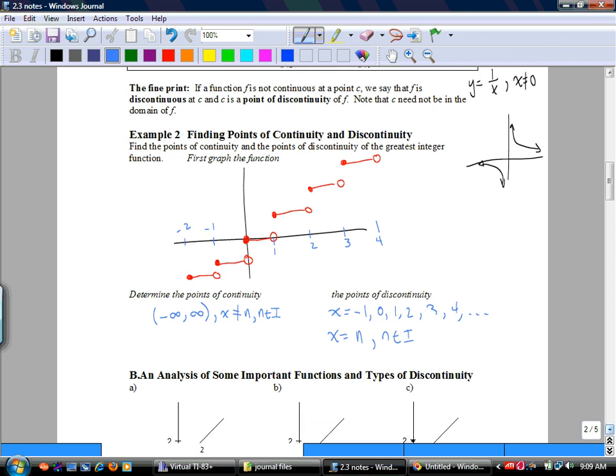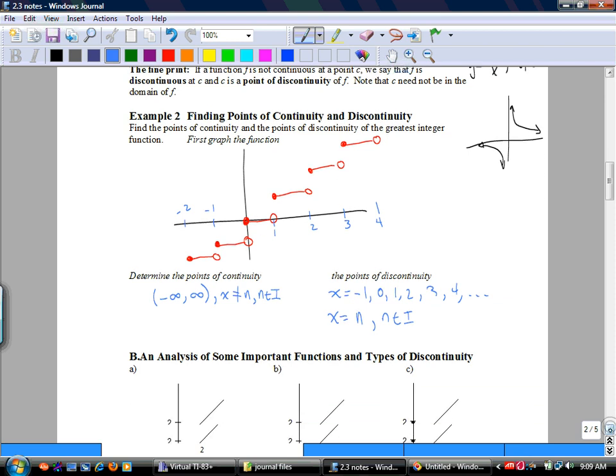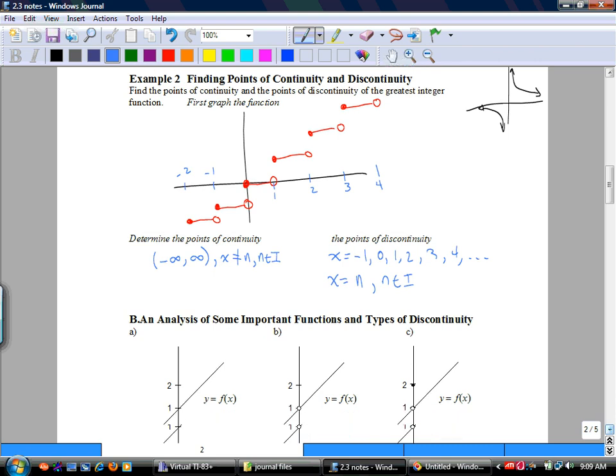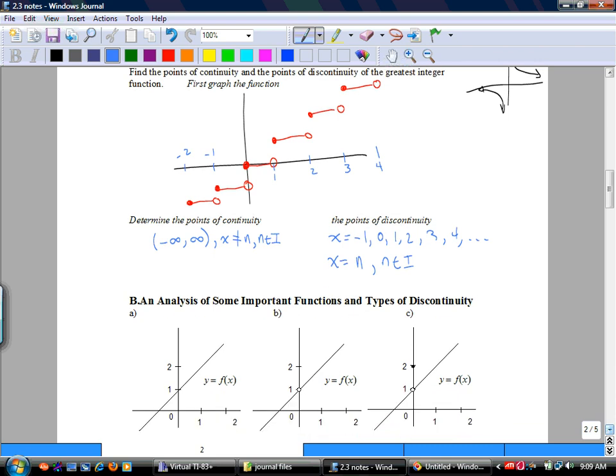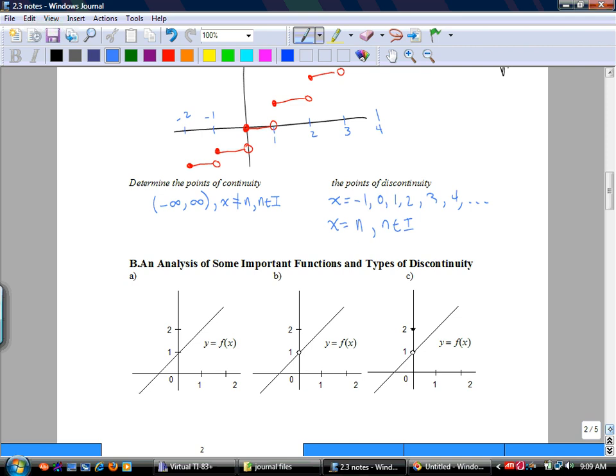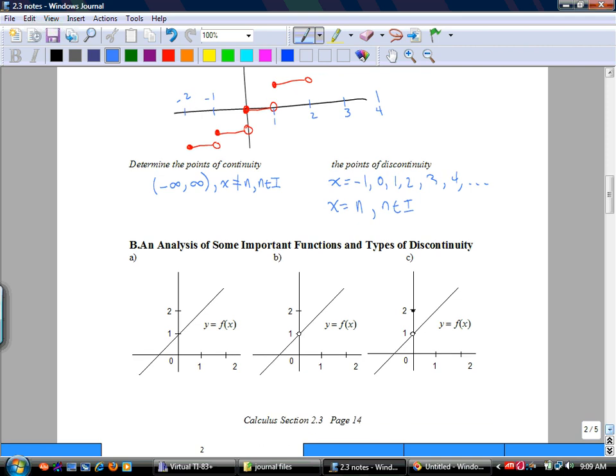An analysis of some of the important types of continuity. Okay. A is a continuous function. Continuous function. B. What's that thing at 0 called? A point, what kind of discontinuity?